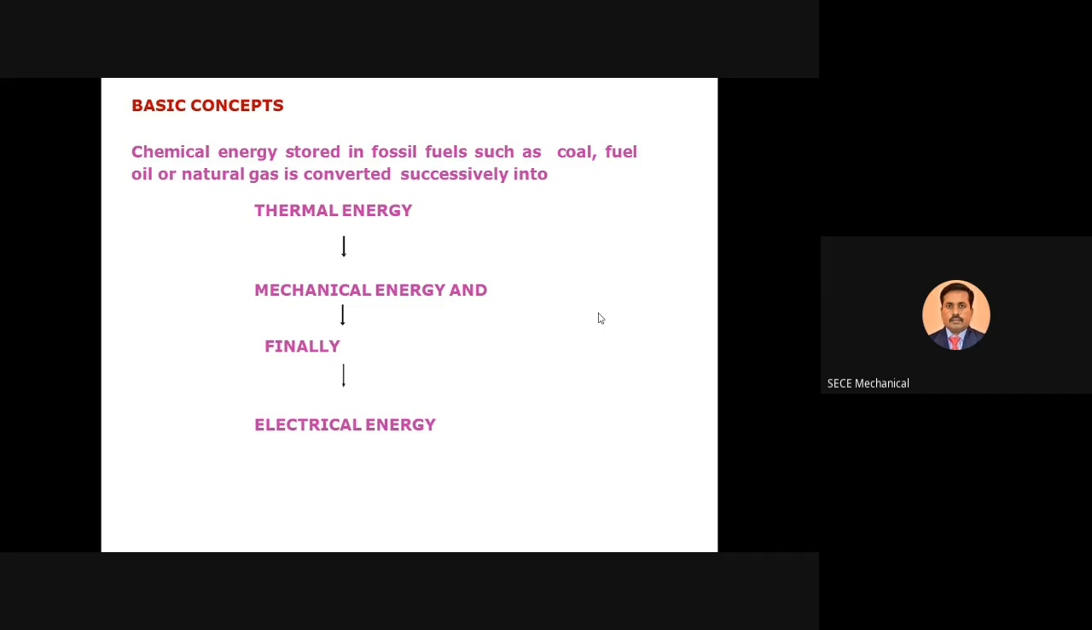Because the turbine and generator are coupled. So likewise, the chemical energy is converted into thermal energy. After that, the thermal energy is converted into mechanical energy, and finally mechanical energy is converted into electrical energy. So this is the basic concept behind the conventional power plant.